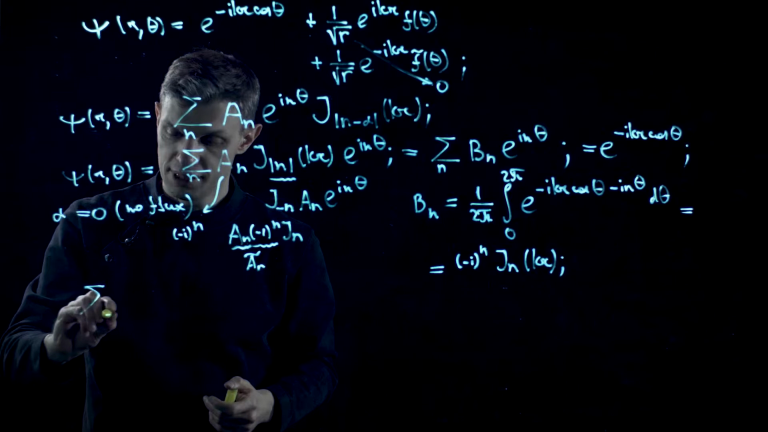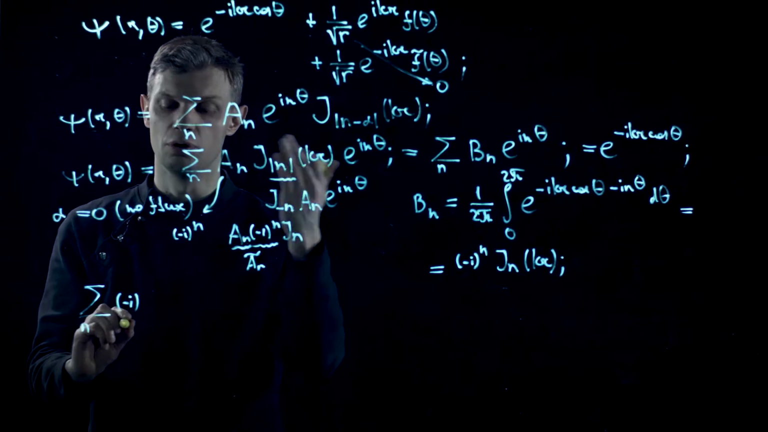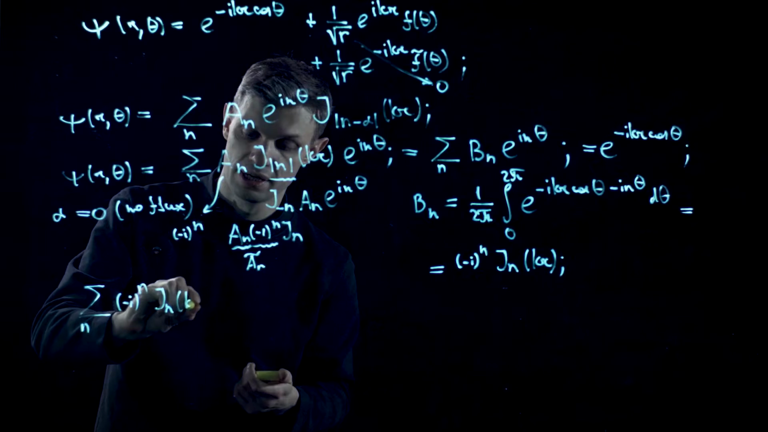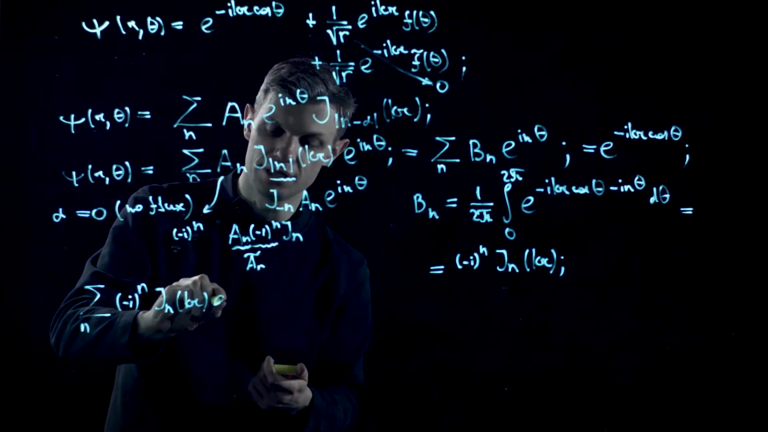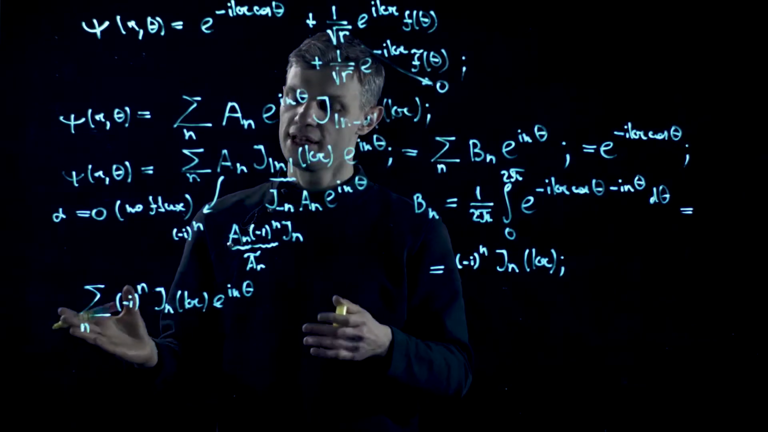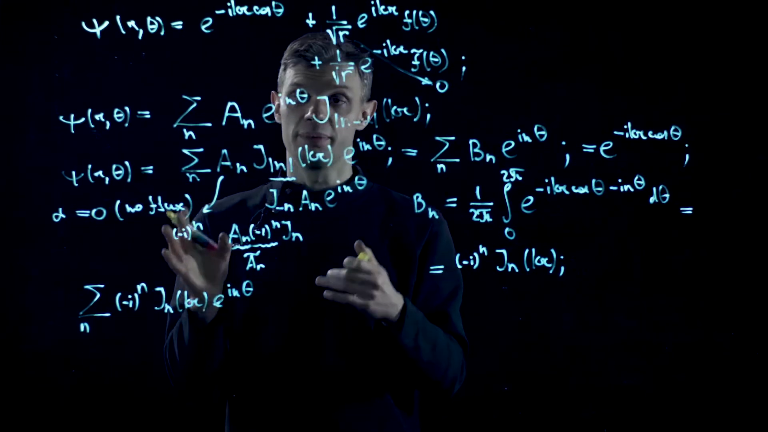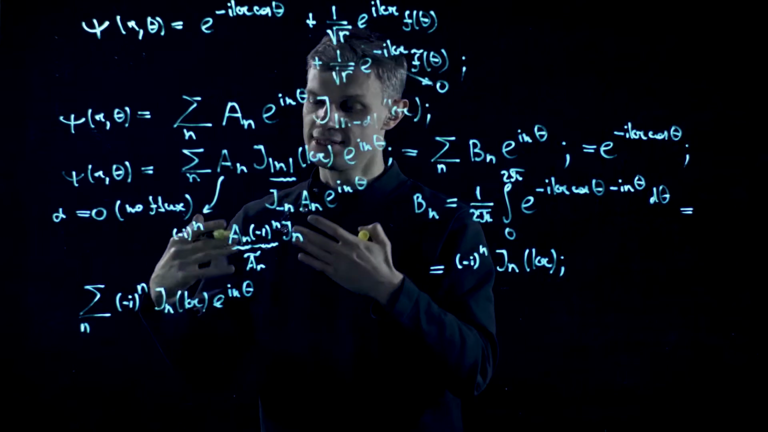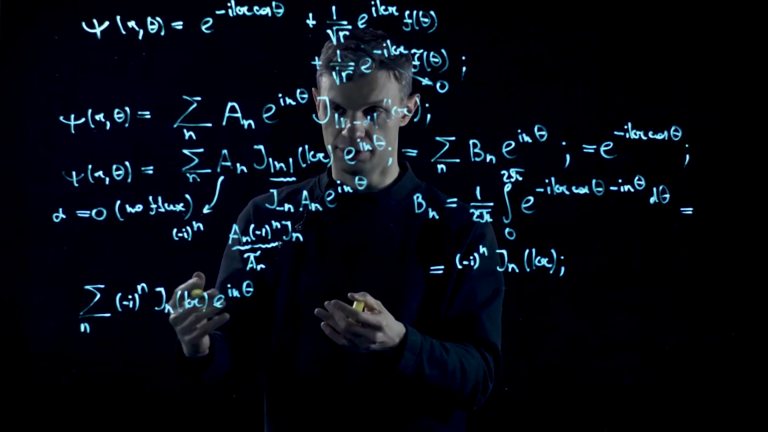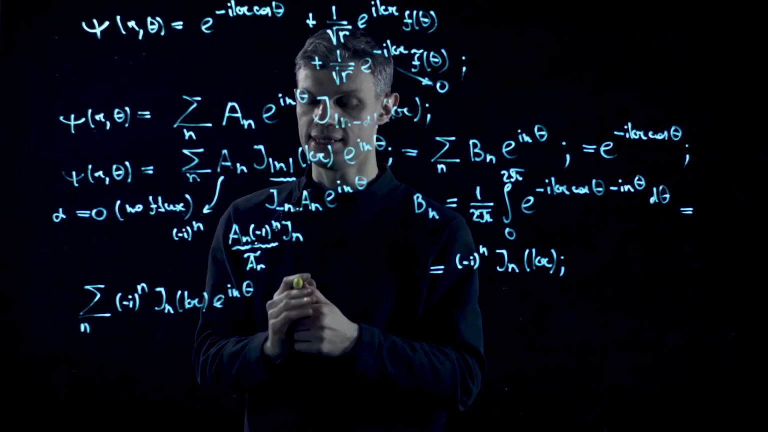So here is our full decomposition: the sum over all n of negative i to the n, J n of k r times e to the i n theta. Why do we need it? Because once we trace how the different terms of these functions behave, we'll be able to reconstruct the same procedure for the more complicated problem with a scattering center, like a magnetic flux, which is our central problem. So let's see how it comes about.